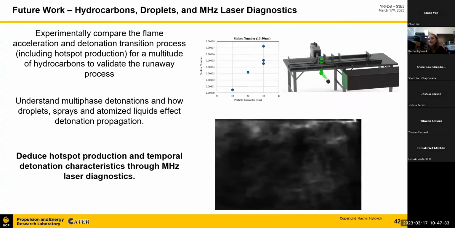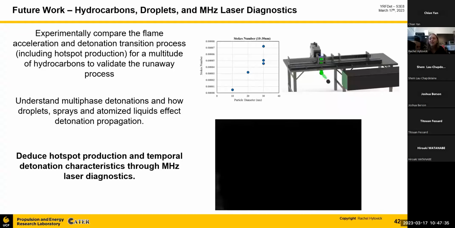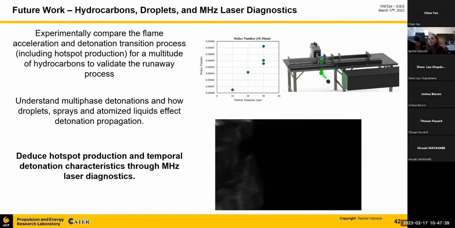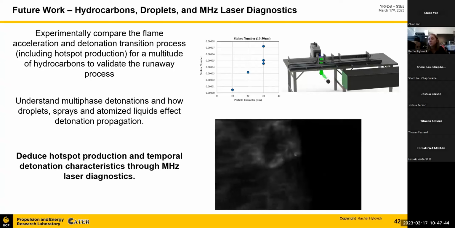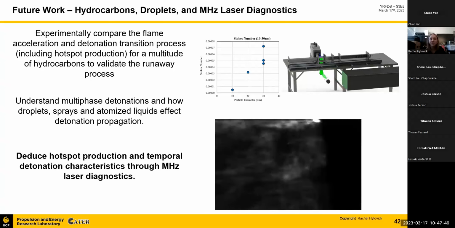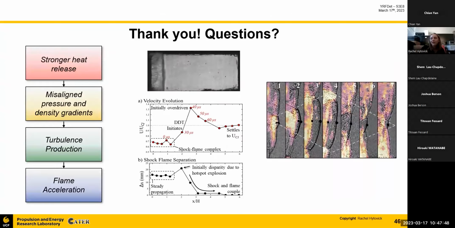And then last but not least, we want to do hot spot production and temporal detonation characteristics through megahertz laser diagnostics. So this is just a Schlieren image, but we plan on using a pulse burst mode laser to help better understand detonation propagation. So that's all I have today.